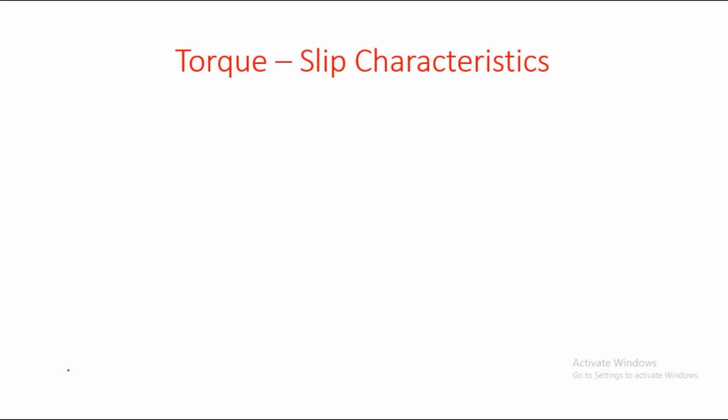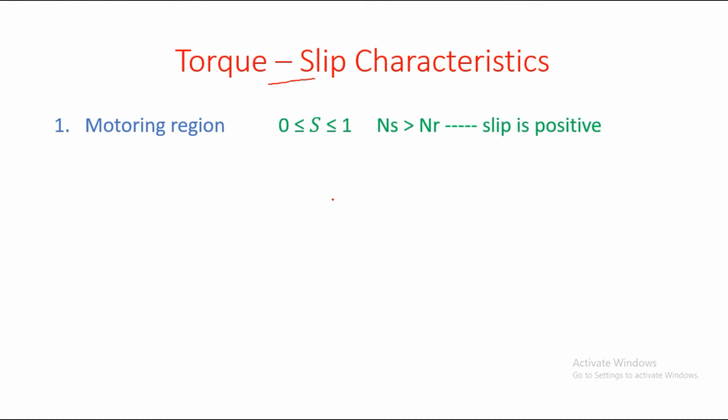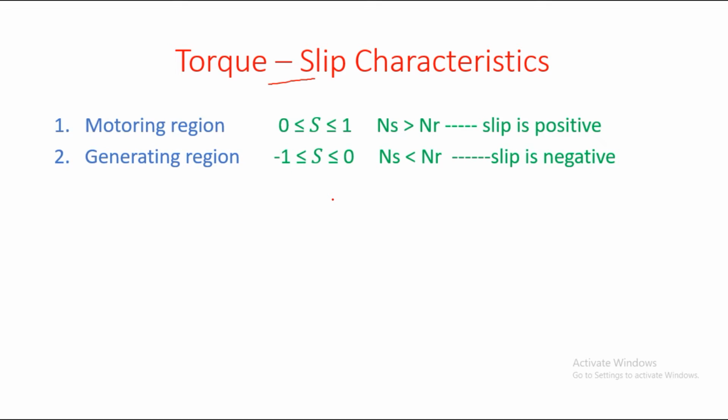Greetings to all. In this video, we are going to discuss the torque slip characteristics of a three-phase induction motor, in which we are going to discuss three regions of operation. One is the motoring region, second the generating region, and third the braking region. And all these regions of operation are purely based on the value of slip.